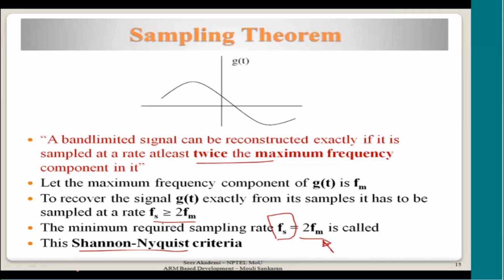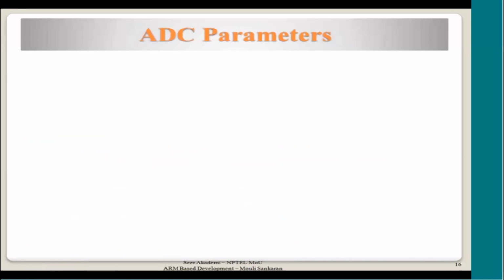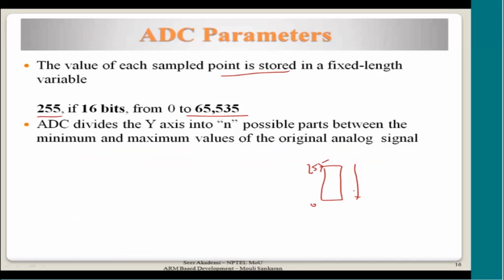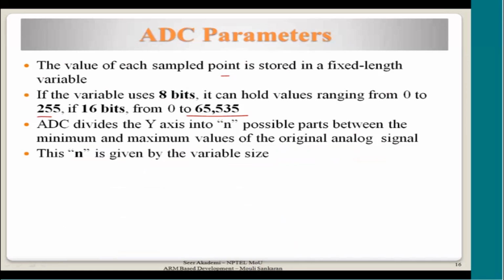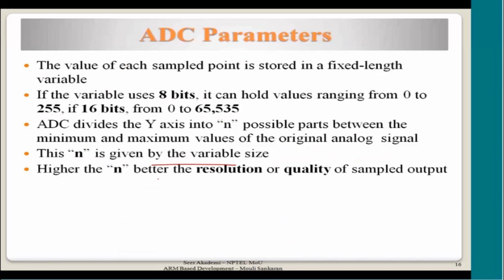If the variable is of 8 bits, then you may have 255 values, 0 to 255 values, or 0 to 65K. So the ADC divides the y-axis into n possible parts. As I told you, 0 to 255, it divides the dynamic range of the signal into this many parts. This is called dynamic range. And n is given by the variable size. If n is higher, you get better resolution or quality of the sampled output, so your output will be closer to the actual value.